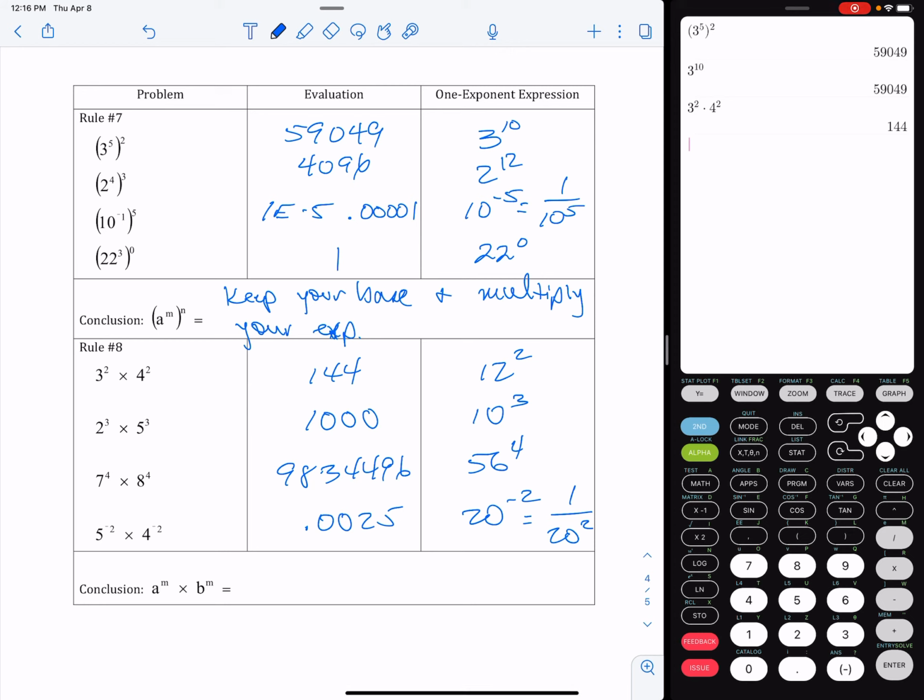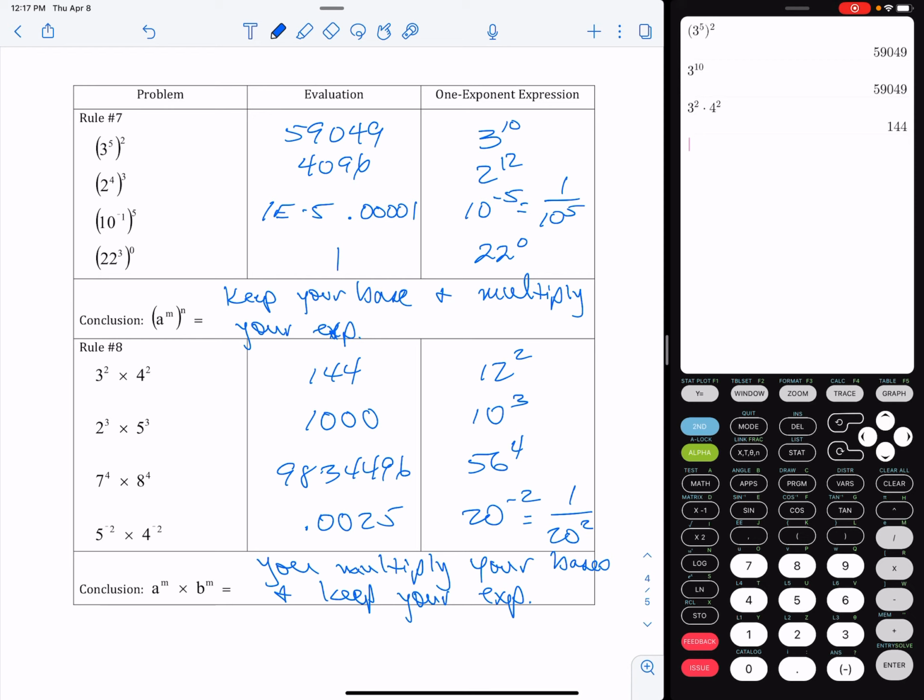So what happens if you have a base raised to an exponent raised to another exponent? Oh, excuse me. I was reading the wrong one there. What happens if you have different bases, but your exponents are alike? Well, you multiply your bases and keep your exponent.